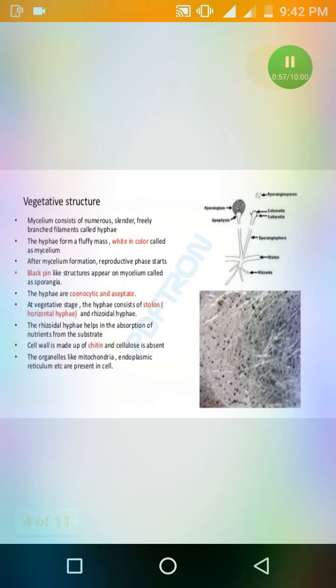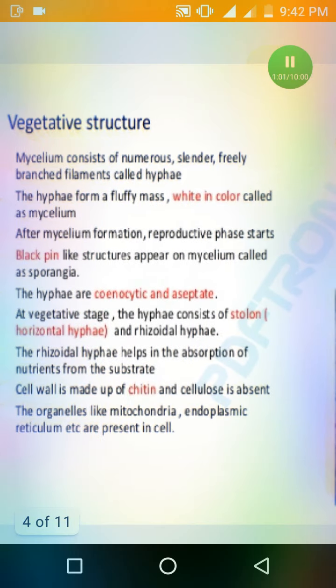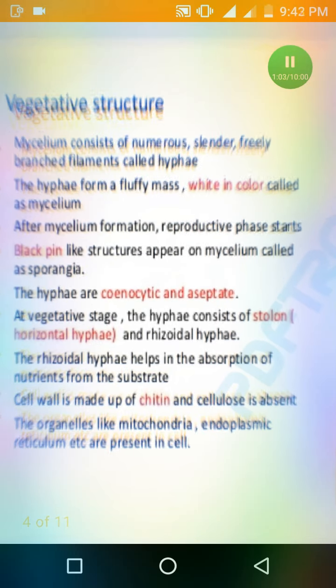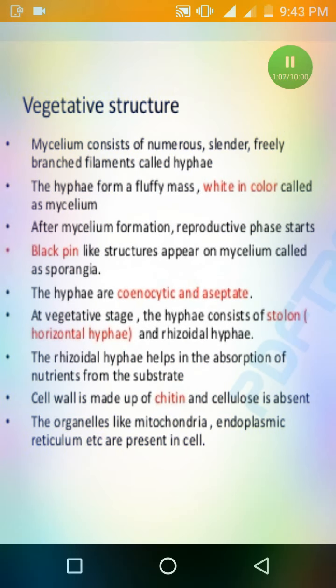Vegetative structure of Mucor. The mycelium consists of numerous slender, freely branched filaments called hyphae. The hyphae form a fluffy mass, white in color, called a mycelium. After mycelium formation, the reproductive phase starts. Black pin-like structures appear on the mycelium, called sporangia.